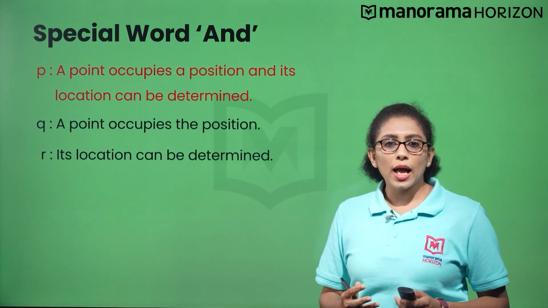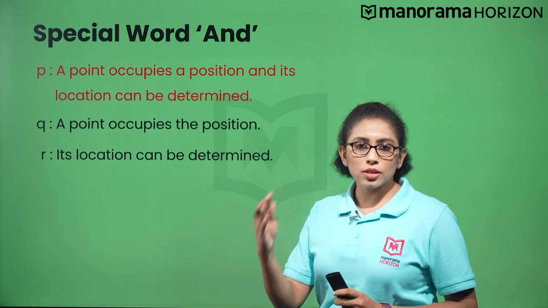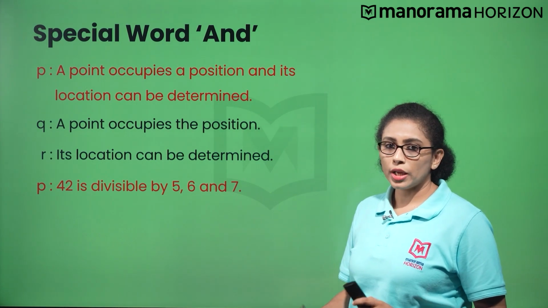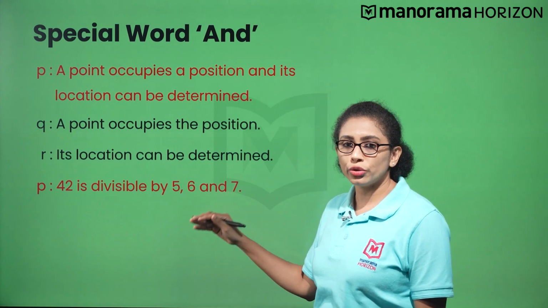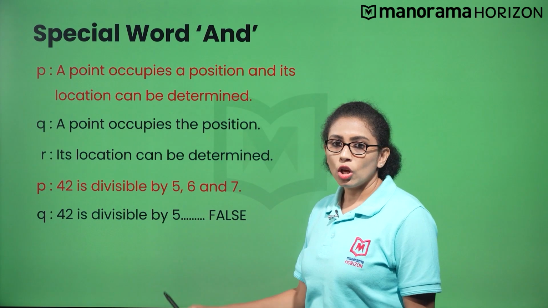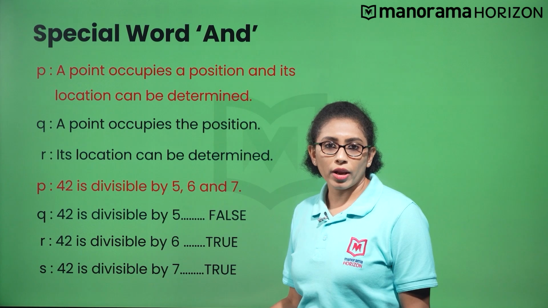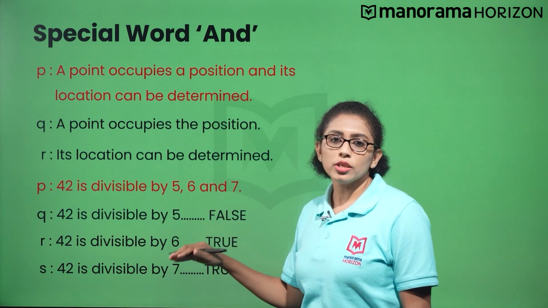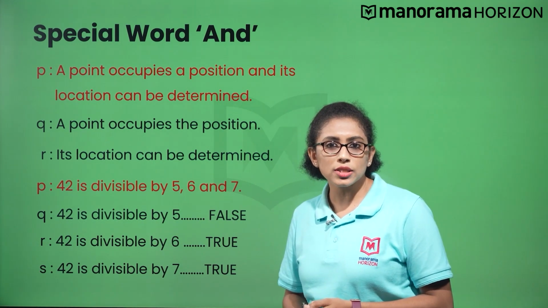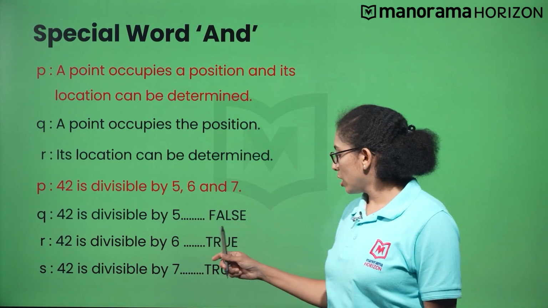Now, hope you understand about the compound statements, right? Now, let's see another statement: 42 is divisible by 5, 6 and 7. This can be broken into three component statements such as 42 is divisible by 5, 42 is divisible by 6 and 42 is divisible by 7. From these three component statements, we observe that the statement 42 divisible by 5 is false and the other two statements, 42 divisible by 6 and 7, are true.